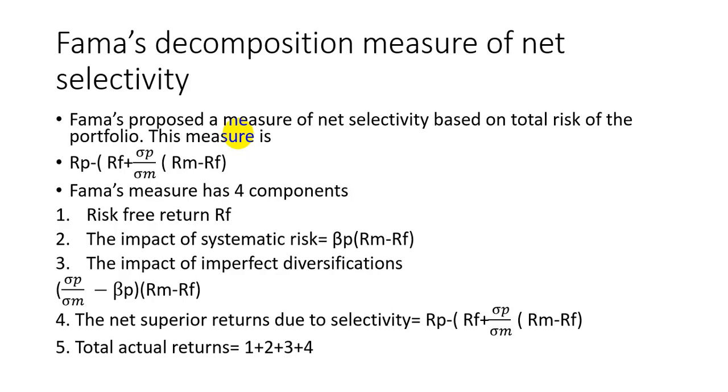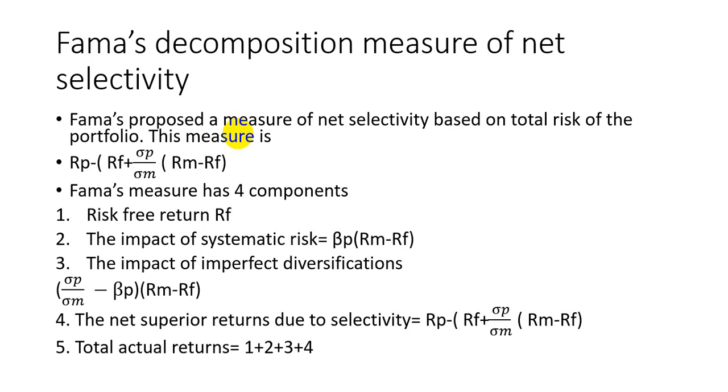So following the work of Treynor, Sharpe and Jensen, Fama proposed a finer breakdown of performance. Careful analysis has been done. Fama's method provides an analytical framework to give a more detailed breakdown of the performance of portfolios. So this has been proposed, a net selectivity based on total risk of the portfolio.